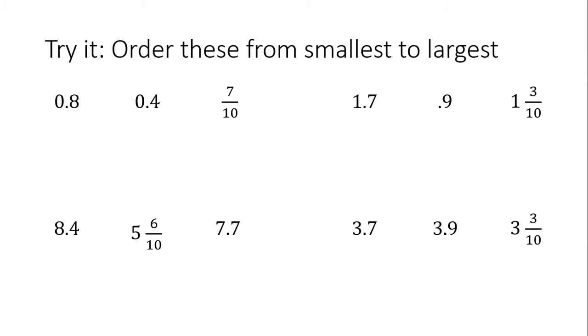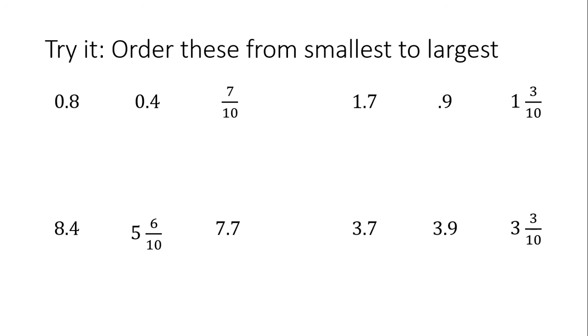Now I want you to try. I've given you 4 different sets of decimals or fractions. And what I want you to do for each of them is to convert the decimals into fractions. And then once they're all in fraction form, you can organize them from smallest to largest. Press pause to try it out. Press play to check your answers.